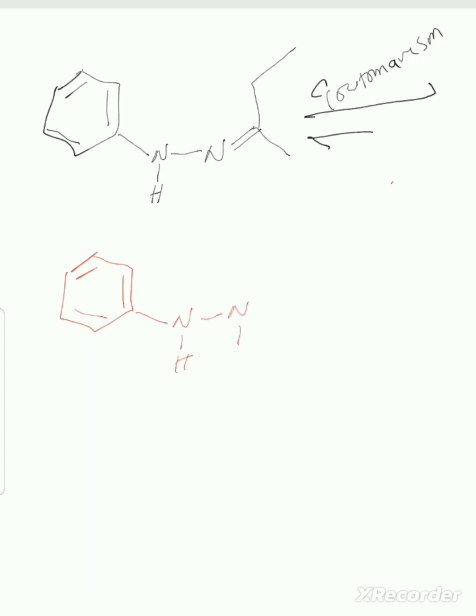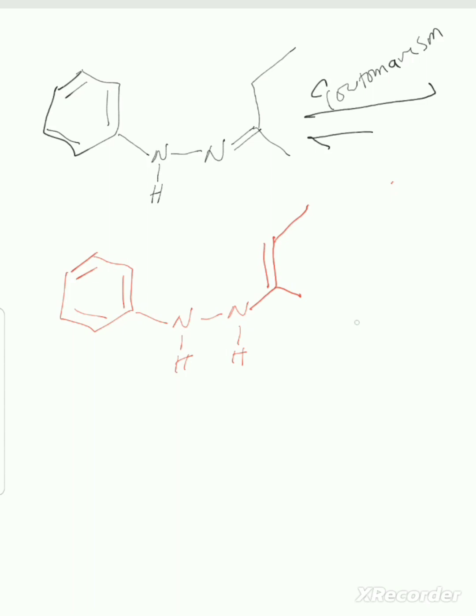So nitrogen will have a hydrogen there, then here there will be a single bond, so the bond will be here now. So something like this, to be like this. Okay, something like that, you get. So that is tautomerism, like those arrows show.